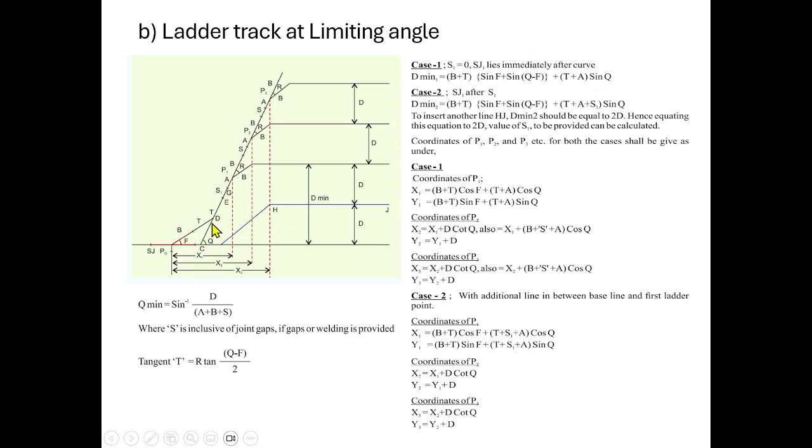In this triangle, this vertical distance is equal to the hypotenuse, b plus T, times sin phi. Coming here, T and a will be there, so (T plus a) sin theta will be this vertical distance. And here this is your b, and the angle is theta minus phi. Relating theta minus phi and b, we will be able to get the vertical distance. Adding all of them, we will get the D minimum.